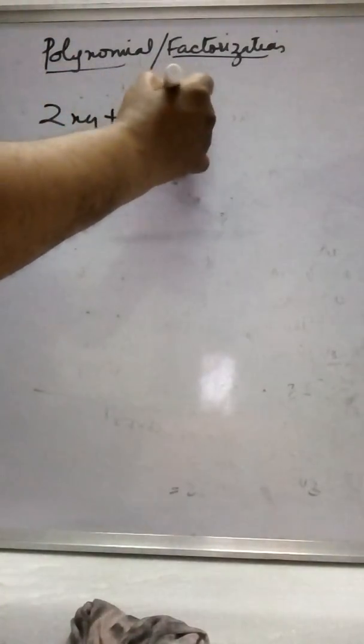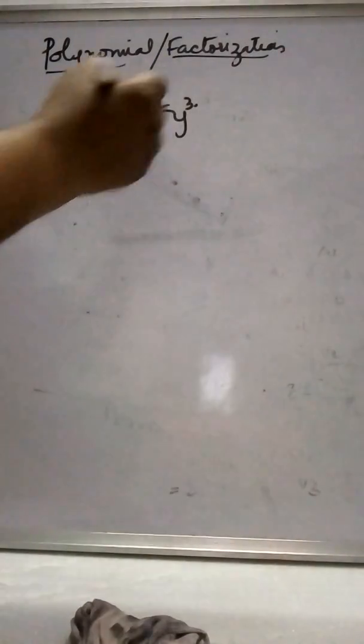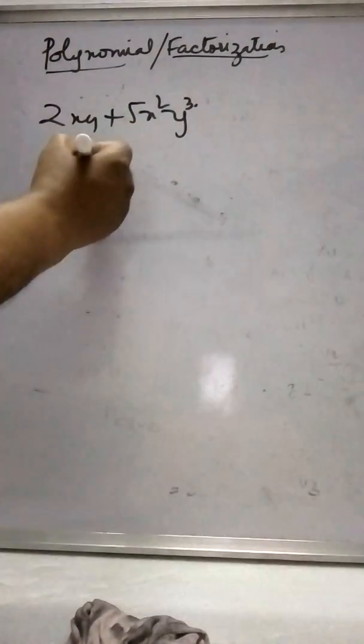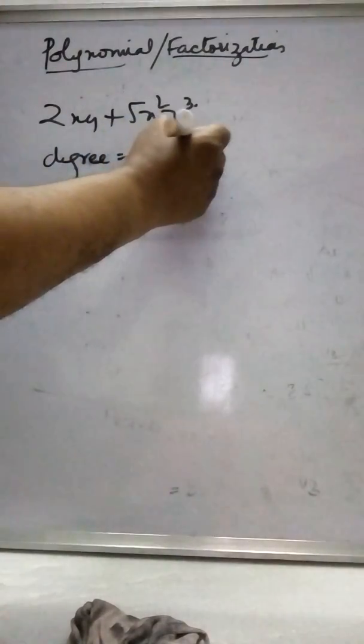Whenever I have a polynomial in two variables, and in a term I am having two variables, for example 2xy plus 5x square plus y to the power of cube, then the degree will be taken as the sum of the powers of these two. It means degree is equal to 2 plus 3, which is equal to 5.